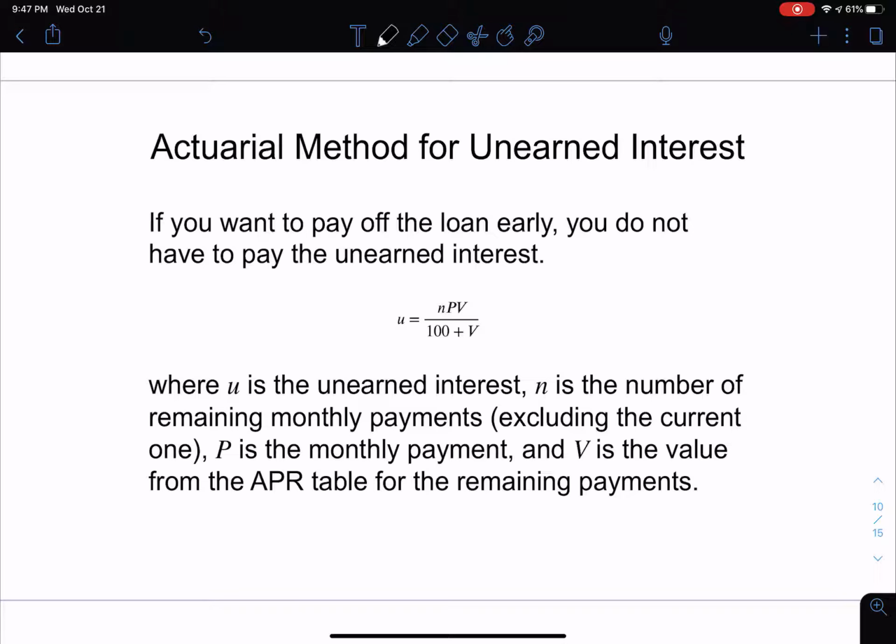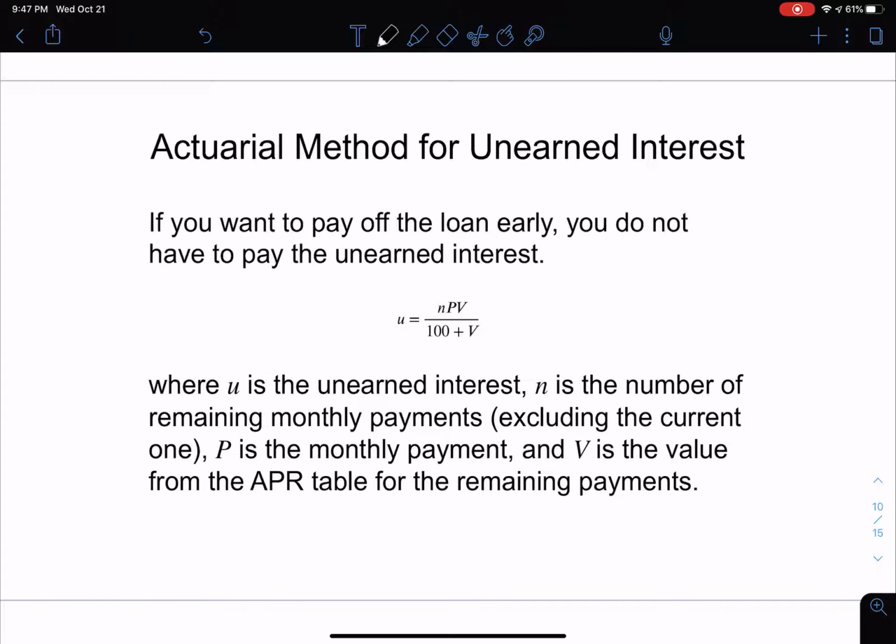P is the monthly payment as it stands. And then V is the value from the APR table for the remaining payments. So we're going to use the APR table again that we were just using a minute ago, and that's going to help us find V. I'll explain how we'll do that. Then put all that in the formula, and you'll figure out your unearned interest. Then you'll be able to subtract that from what you owe to see what the remaining principal is, combine that remaining principal with the current month's payment, and pay off your loan early.